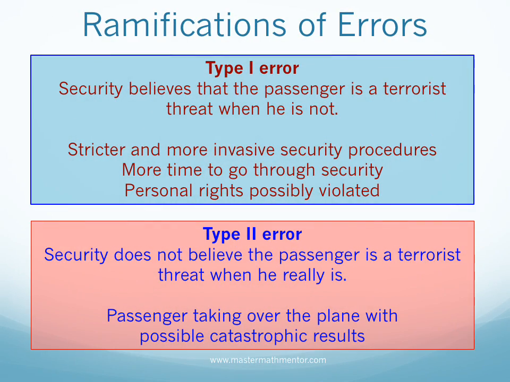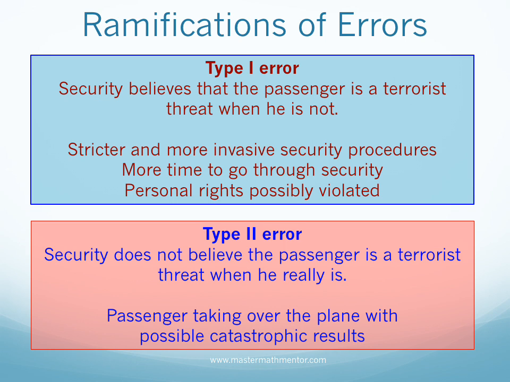The ramifications of a type 1 error is the type of security we have today. Taking off shoes and belts, no liquids, having all your possessions scanned, and invasive procedures. You have to arrive earlier to the airport, and the security process is stressful. There are concerns that personal rights are violated. But a type 2 error means that a terrorist might get on the plane and another 9/11 could occur. Most everyone agrees that a type 2 error is far worse than a type 1 error.